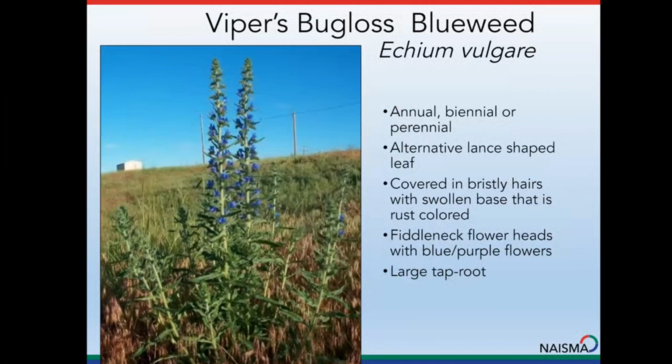Okay, so then we move on to viper's bugloss or blueweed. It's an annual, biennial, perennial, one of those species that kind of adapts to the weather conditions of that year. Its leaves are alternate and lance shaped and covered in bristly hairs with a swollen base that is a rust or brown color. The flowers are what's called a fiddleneck, so they start at the base and uncoil and bloom these bright purple or neon purple flowers, and they have a large taproot. So this is viper's bugloss.